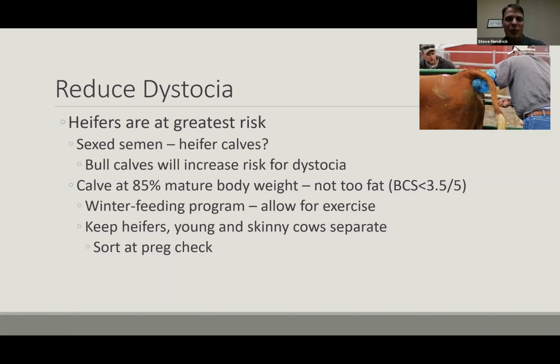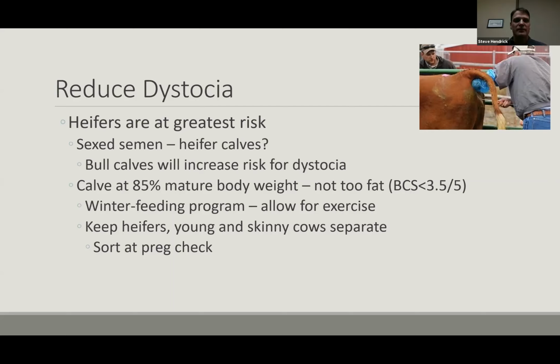I think another important point is to make sure that we're calving at a proper body weight. So we're trying to target 85% of what we expect the mature body weight to be. And what's really important is not to get these animals too fat, okay? Some would say calve at less than 3. I tend to be a little more flexible and maybe allow a little more flesh, but definitely less than 3.5, to 2.5 is probably the ideal condition in my mind, okay?